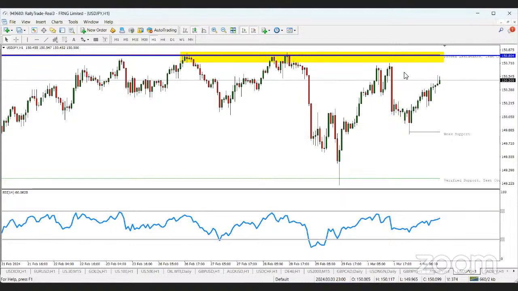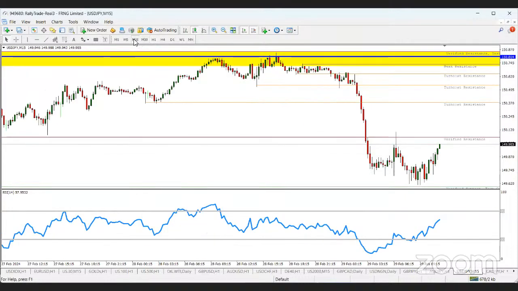I can sell to around 150.590. So that's how I would be looking out for selling from 150.800, to around 150.590.